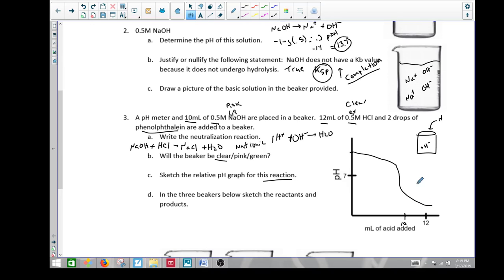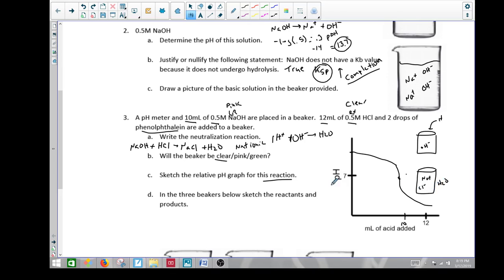This is our equivalence point, and at this point the OH negatives are now gone, and our beaker only has nothing in it. Just at this point it would be Cl negatives and Na pluses, and of course water. Put that on the side here.